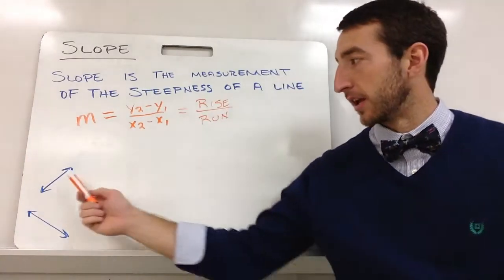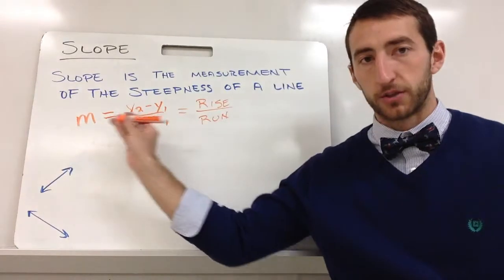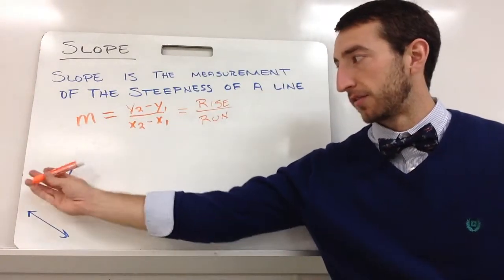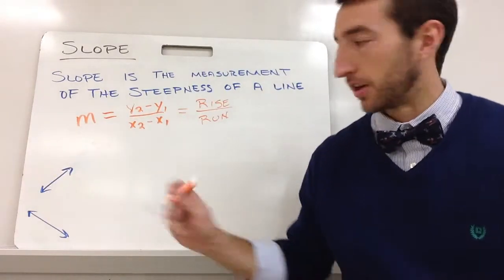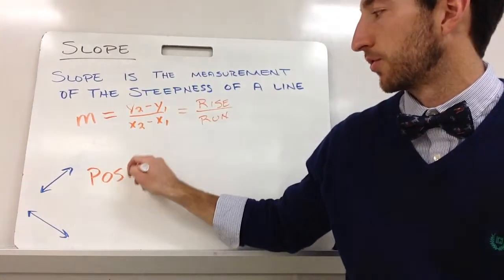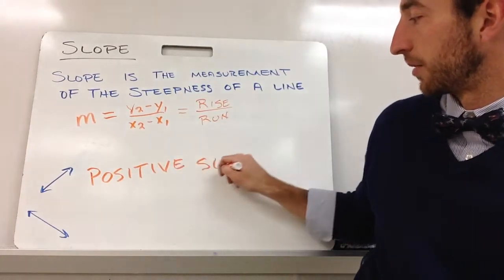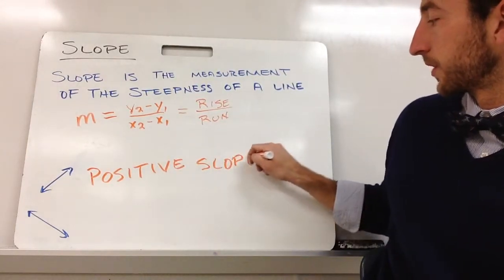And if you think about that, if I rise, I go in the positive direction, and I run, go in the right direction, which is also positive. I go positive divided by a positive. This is going to be a positive slope. So if your slope is going uphill, you're going to have a positive slope.